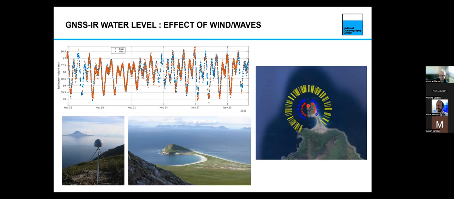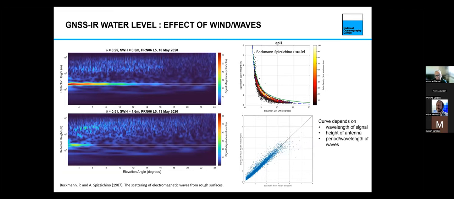We can look at this in more detail. One of the models for scattering electromagnetic waves from a rough surface is the Beckmann-Spizzichino model. There's also the Rayleigh criterion, which is very similar. It says that as your elevation angle to the surface and the roughness of the surface change, you'll get an area to the right of a line like this that's incoherent, and to the left is coherent. That gives you an idea of when you'll get good signals.